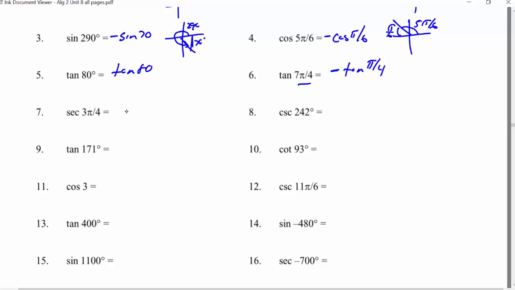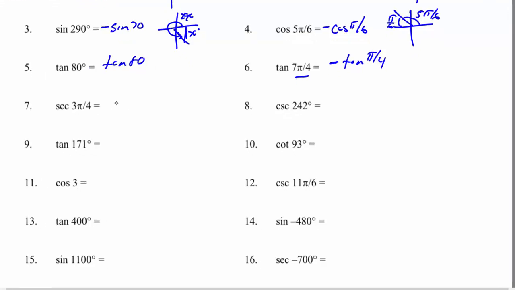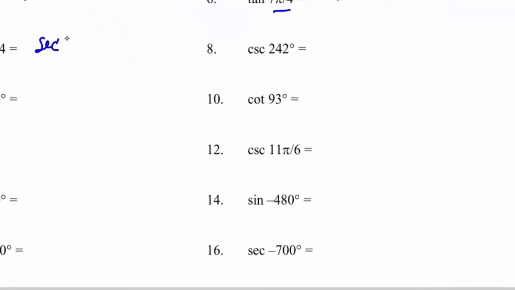Secant of 3 pi over 4. So think of cosine. So think of the secant of pi over 4. 3 pi over 4 is in quadrant 2. So these are opposite.